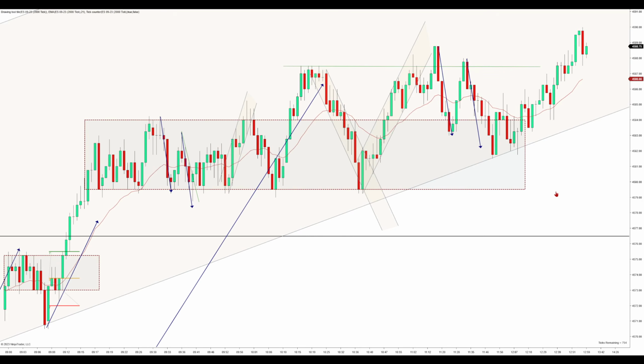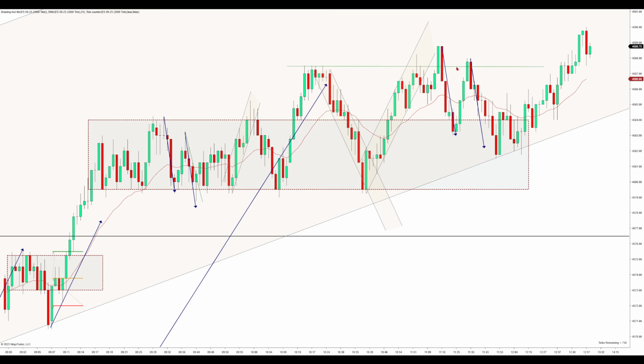Hopefully you got in on that. But anyway, so we push on up here. I don't like this at this point, because it's just right into these highs, which could be slightly higher. It could be slightly lower. But it's clearly right into that resistance, so I would avoid entering long right there.